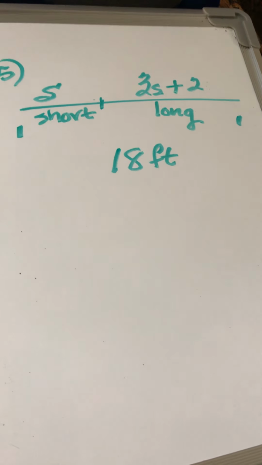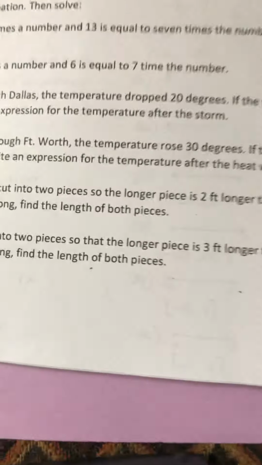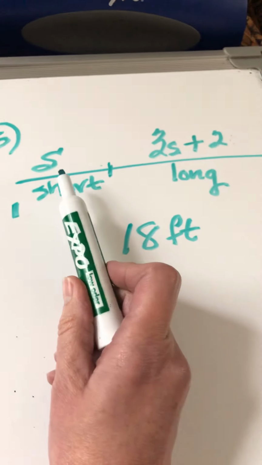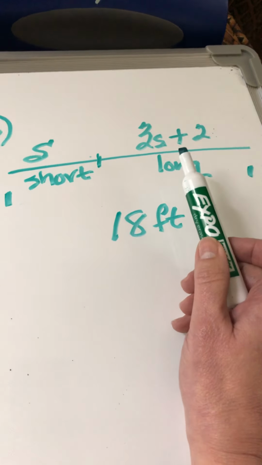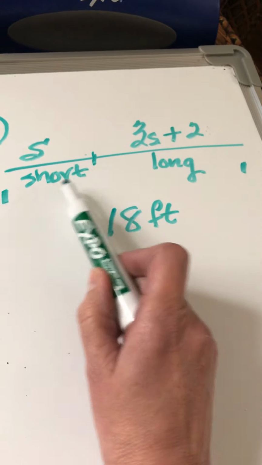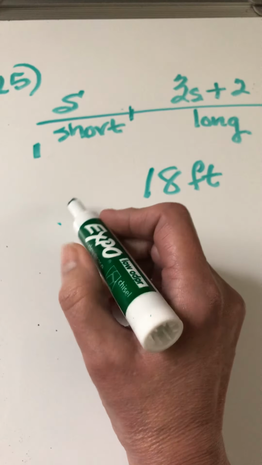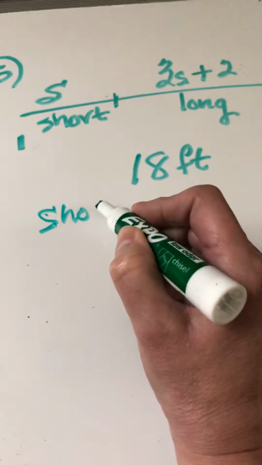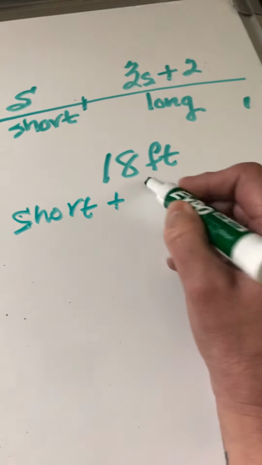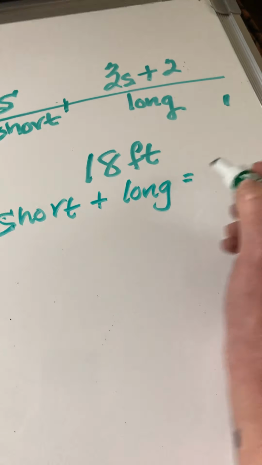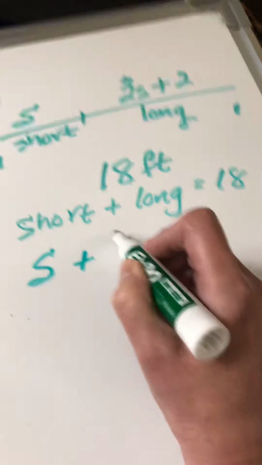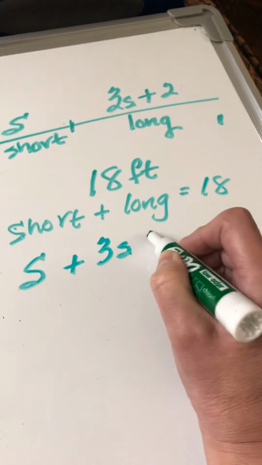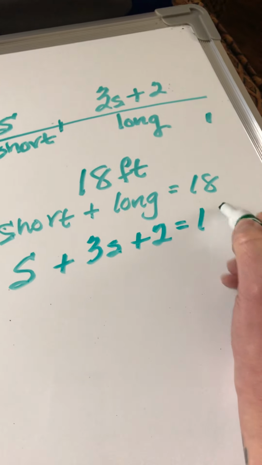So now I need to find out the length of both pieces. So that means I'll be solving for the short piece, using that information to find the long piece. Well, here's what I know. I know that the short piece, right? The short piece plus the long piece, altogether that equals 18. Well, my short piece is that. My long piece is that. And now I'm going to solve for S.